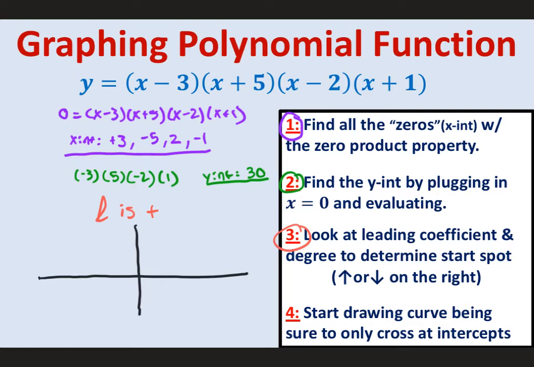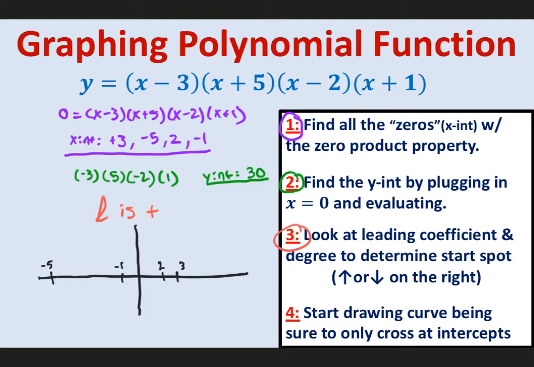So the first thing I'm going to do is mark up all my x-intercepts, and I'm going to label them. My first x-intercept is at positive 3, so I'll go right here and say that's positive 3. My next x-intercept is at negative 5, so I'll come over here and say this is negative 5. Then I have an x-intercept at positive 2, so I'll come right here and say this is positive 2. And then my final x-intercept is at negative 1, so I'll come over here and say this is negative 1.